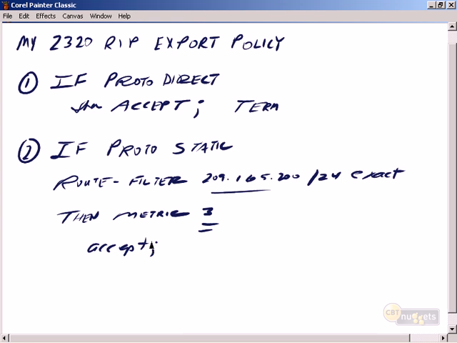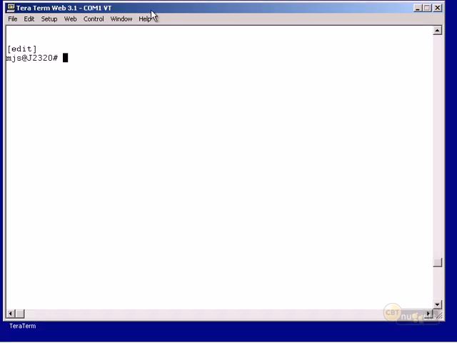So let's go ahead now and go into the 2320 and configure this policy. Okay, this is going to be so cool because, before, all we've really seen as far as policy goes is the actual configuration output with our containers and our semicolons and all those things. But now we're going to actually see the set commands that we use to create our policy. So we are going to set our policy options, and our policy statement is going to be for a policy. We'll call this RIP_EXP. It's our export policy, right?